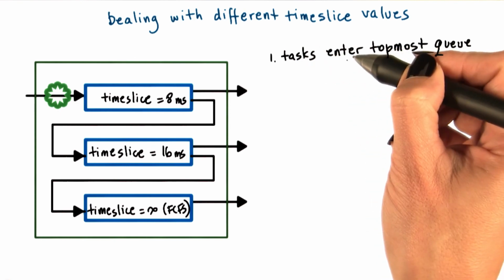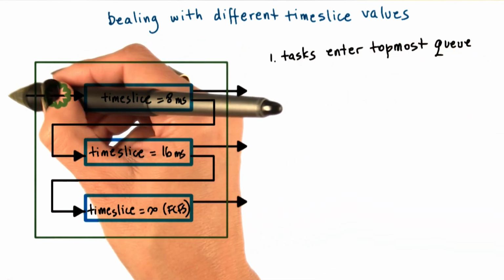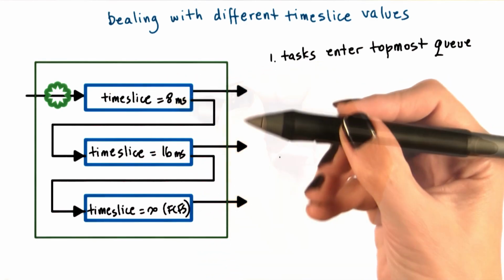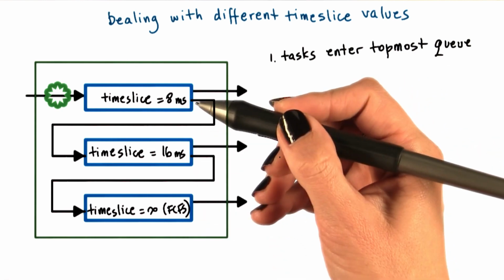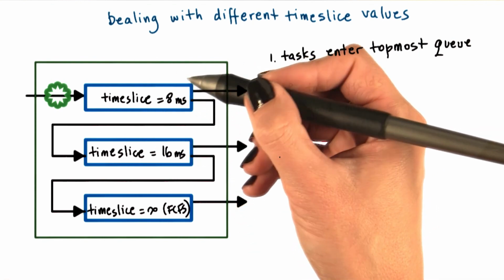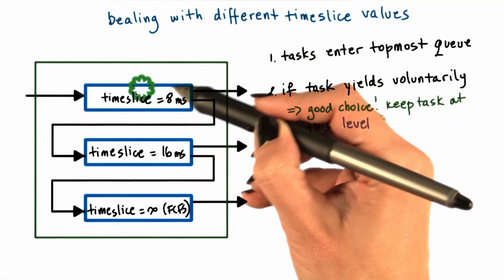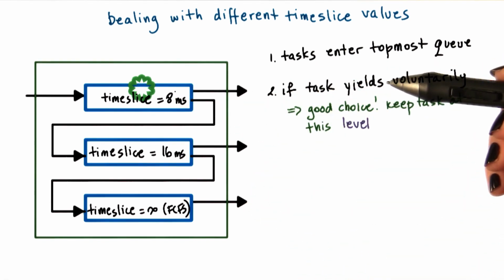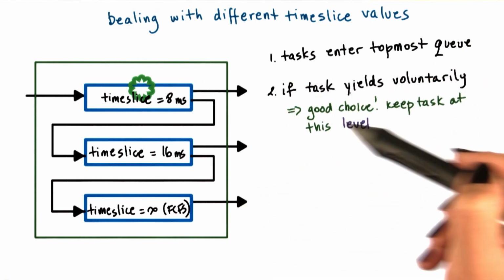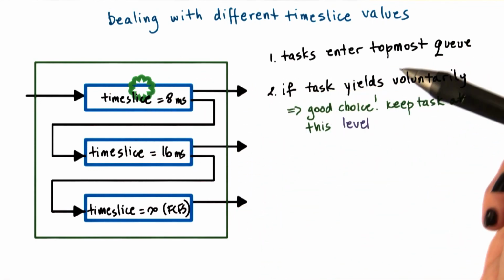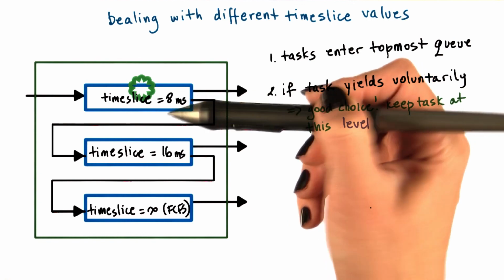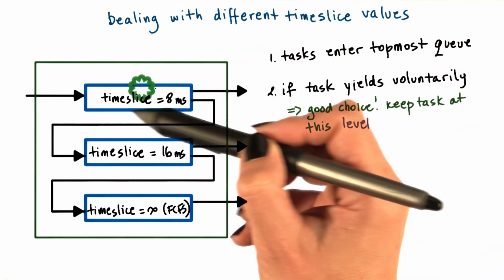When a task first enters the system, so a newly created task, we'll enter it in the topmost queue, the one that has the lowest time slice associated with it. It's like we're expecting that it's the most demanding task when it comes to the scheduling operations, that it will need to be context switched most often. If the task stops executing before these 8 milliseconds, whether it yields voluntarily or it stops because it needs to wait on an I/O operation, that means we made a good choice. The task is indeed fairly I/O intensive, and so we want to keep the task in this level.